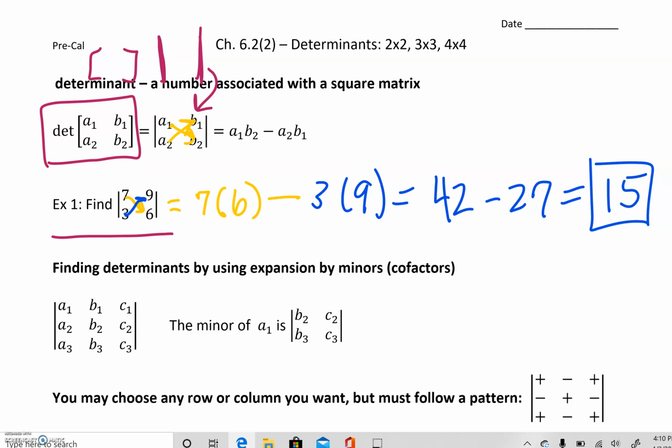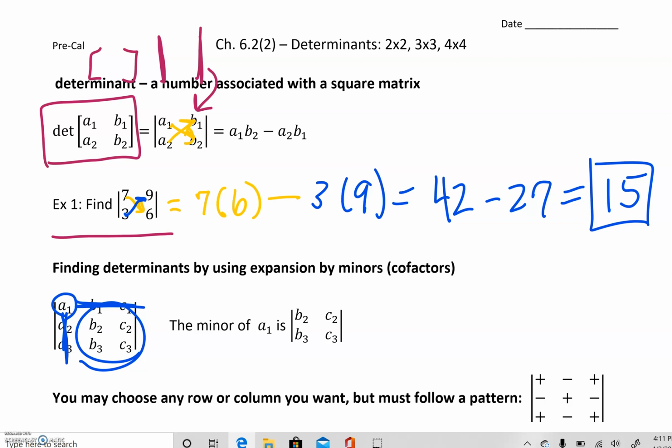All right, so determinants for larger matrices, like a 3 by 3 or a 4 by 4, we do those by using what's called a minor or a cofactor. So for instance, the minor of this particular term, A1, is this resulting determinant. So I would mark out anything like that, and then this left over, I would find the determinant for that, and that would be what I use to continue.